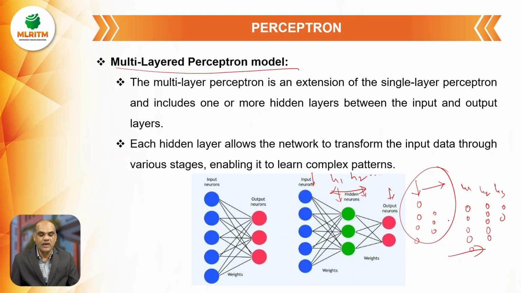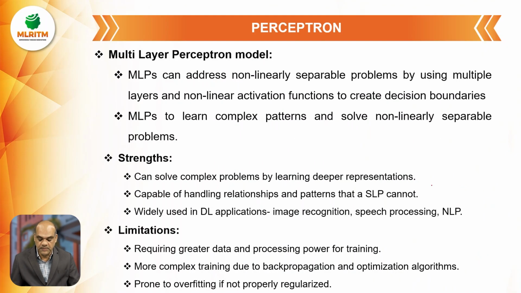So when we have non-linear data, when we have complex patterns in our data, in that case we are going to use a multi-layer perceptron. Here also we have advantages as well as disadvantages. We can solve complex problems, handle relationships, and we can use it in deep learning applications like image recognition, speech processing, and NLP. In these application areas, we can apply the multi-layer perceptron.